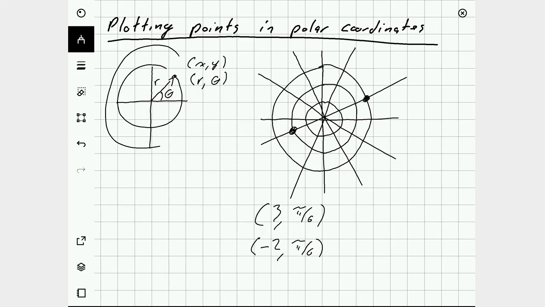I could also choose, instead of counting an angle in a positive direction, to count the angle in the negative direction. And maybe I want to plot something like (2, negative pi over 4). Pi over 4 cuts the quadrant in half. That's 45 degrees, halfway between 0 and 90. So you get a point, maybe something kind of like that one.